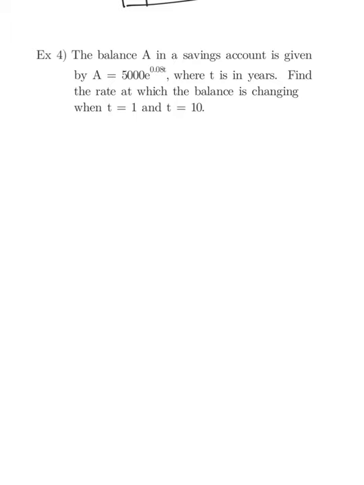Example 4 says the balance A in a savings account is given by A equals 5,000 times e to the 0.08t power, where t is in years. Find the rate at which the balance is changing when t equals 1 and t equals 10. The trick on this one is recognizing that when you see rate at which we're changing, that means find the derivative.